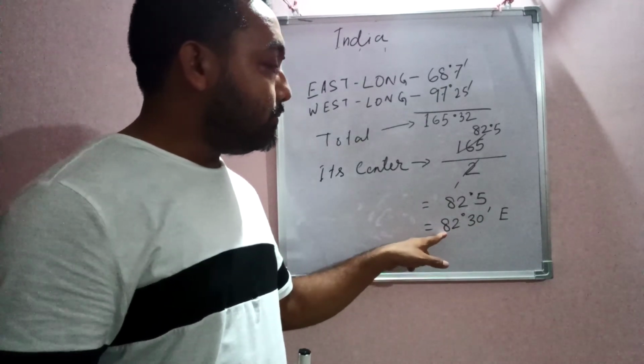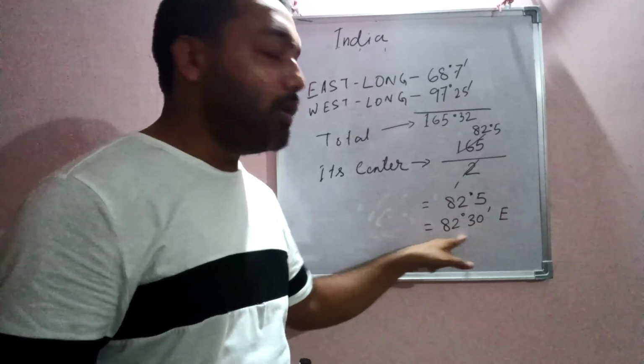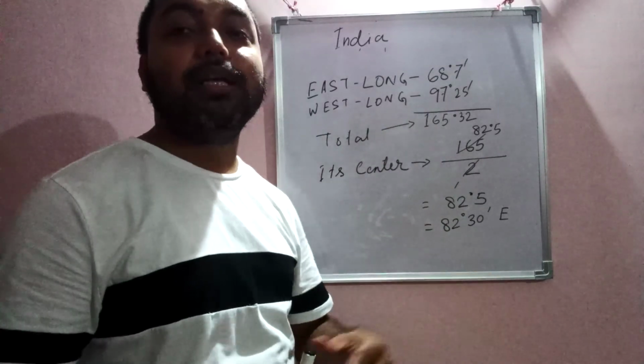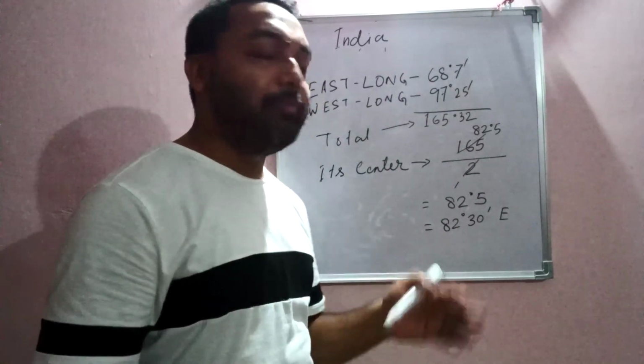So for this calculation, 82 degree 30 minute east longitude of India is considered as the standard meridian of India.